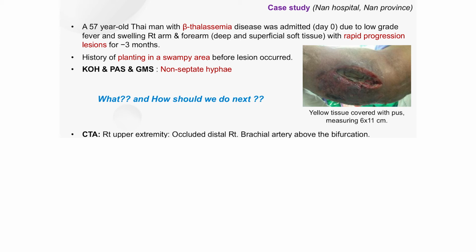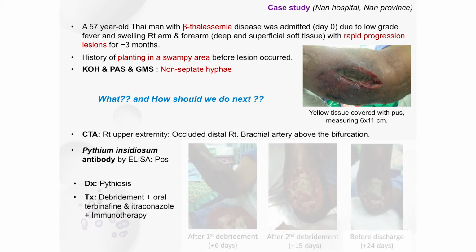CTA also shows the occluded vessel, because we have the thalassemia and something like this. So we just suspect Pythium insidiosum. We do the ELISA and it is positive. So the diagnosis is Pythiosis.